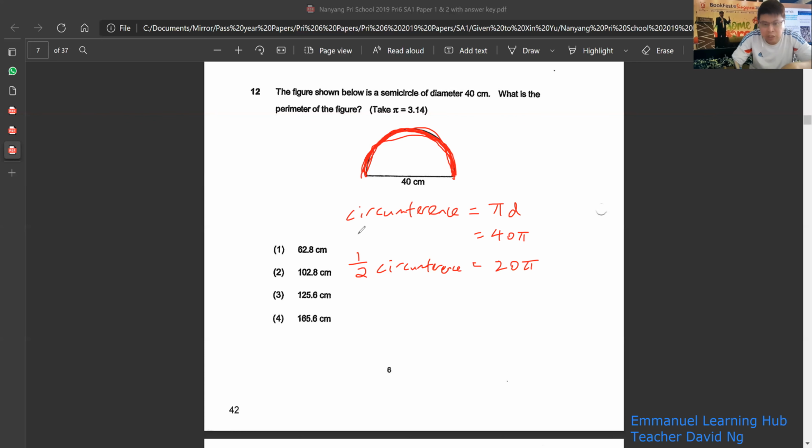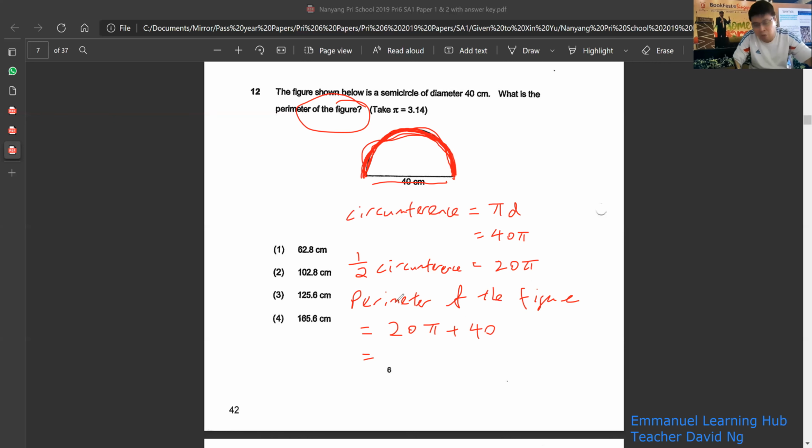But the question is not asking for the red color part only, right? The question is asking for the perimeter of the figure, which includes this part. So the perimeter of the figure will then be 20 pi plus 40. Okay.